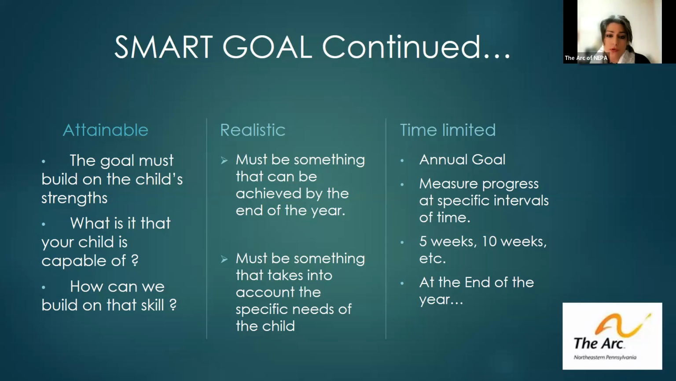And goals should be results oriented. They should be realistic and relevant. They should be unique to your child. That includes academics, communication, social skills, functional skills, and vocational goals as appropriate.